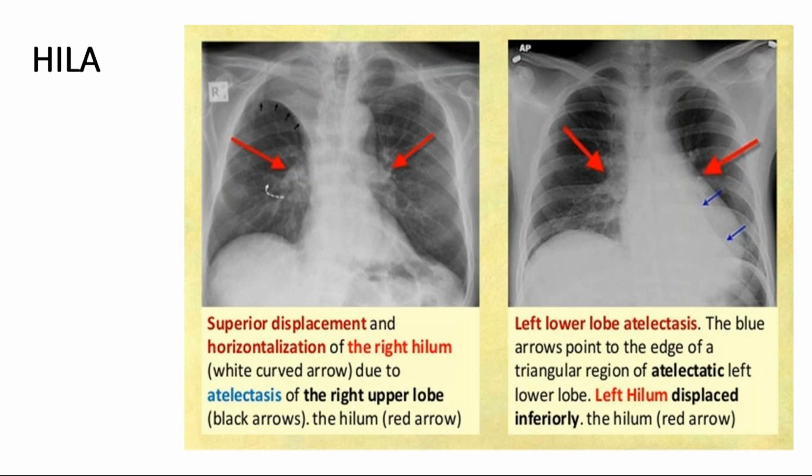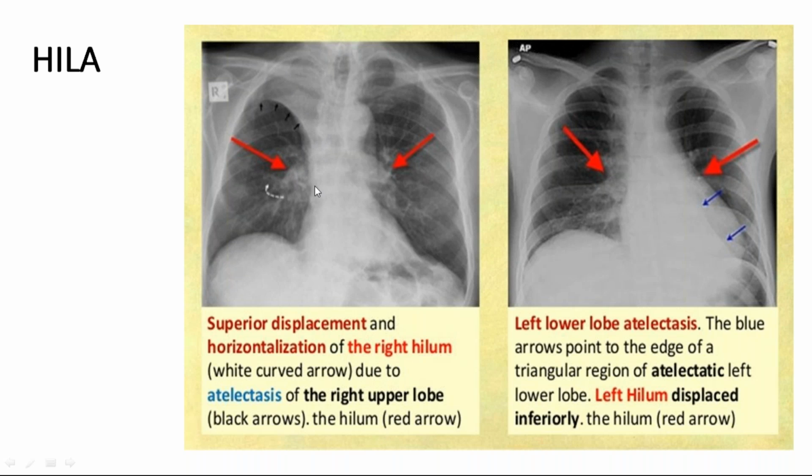Now look at this one. The right hilum is displayed at almost the same level, either because this is shifted up or this is pulled down. Both are possibilities. Superior displacement or horizontalization of the right hilum. This is shifted due to atelectasis of the right upper lobe. You can see that the collapsed lung is straight lined. So what happened? This collapsed lung has pulled the hilum up.